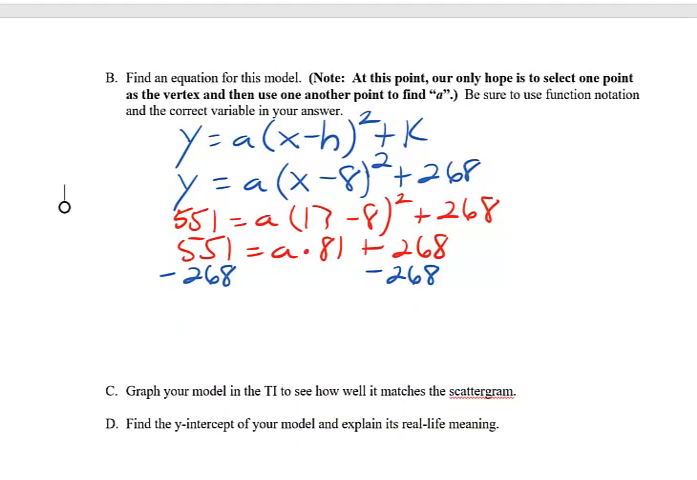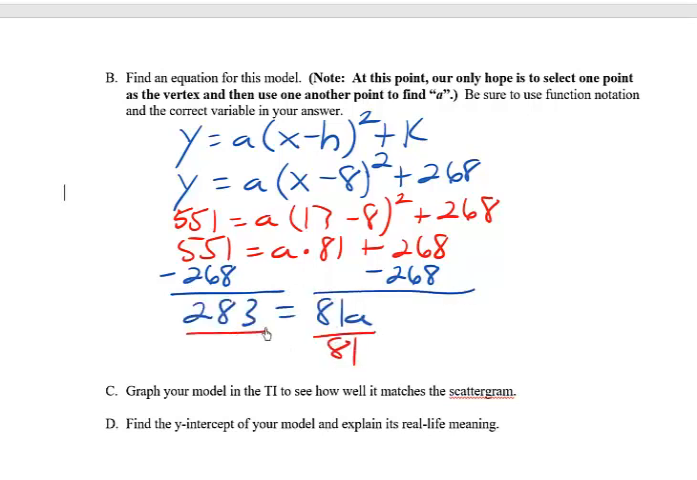And that gives me 283 on the left. And then divide by 81, and we've got our A. We've been saying in this unit that we're happy to work with decimals instead of fractions, so let's get a decimal version of that. And I got A as about 3.49, rounded to a couple of places. Pay attention in my math lab for rounding instructions.